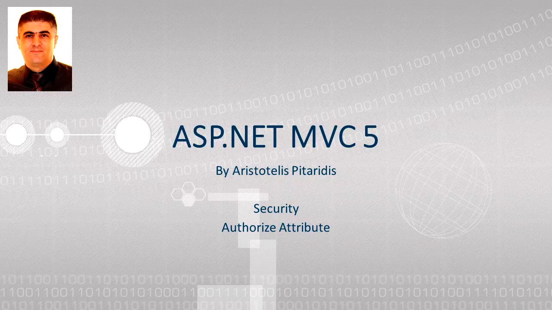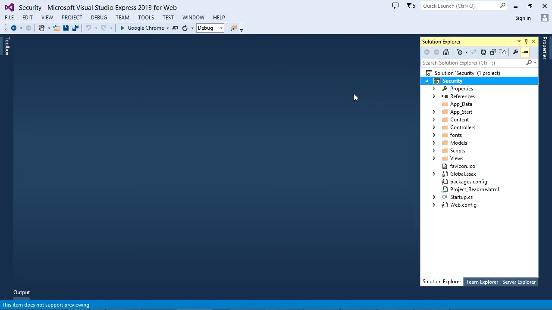Hi, I'm Aristoteles Pitaridis. In this video, we are going to use the Authorized attribute in order to protect controllers and actions. Usually, some pages of the website require users to log in before the user is granted access to restricted contents. In ASP.NET MVC, we can restrict access using the Authorized attribute.